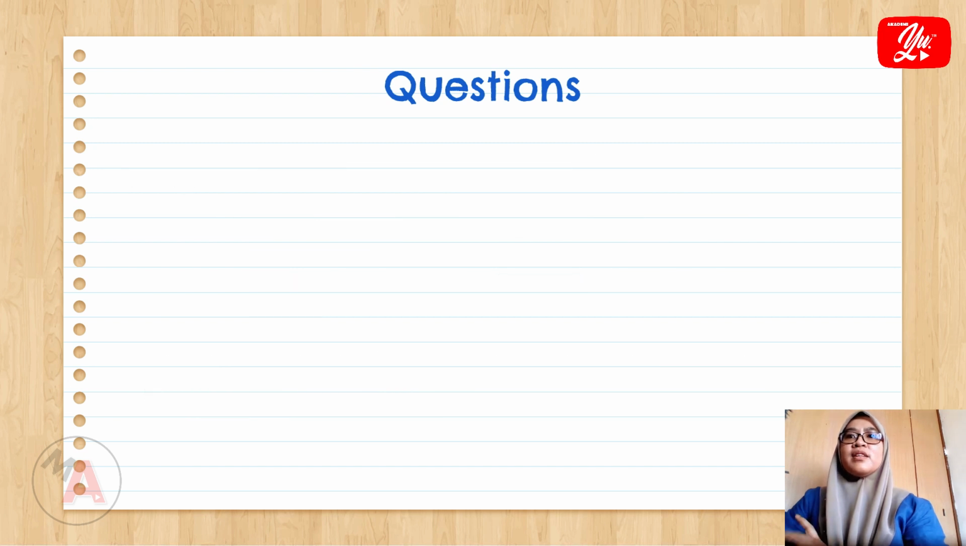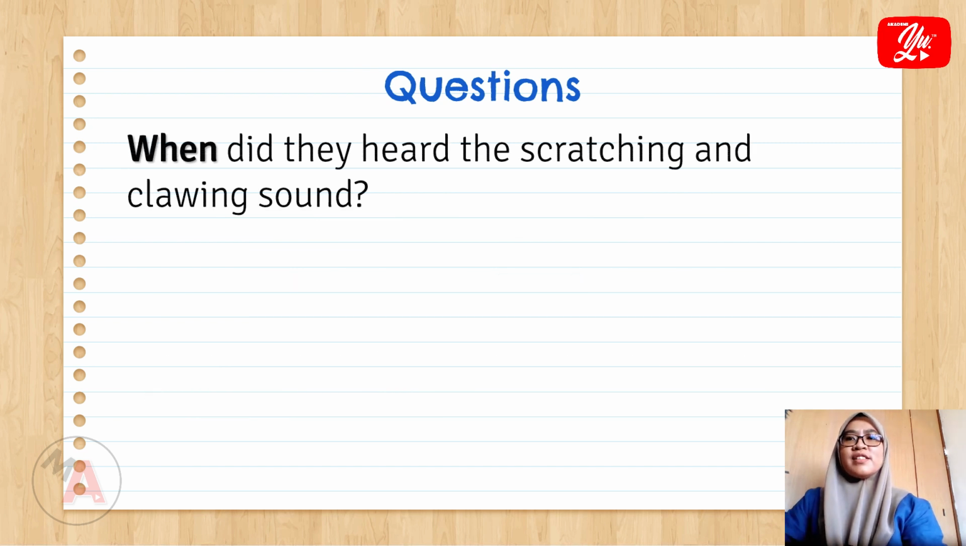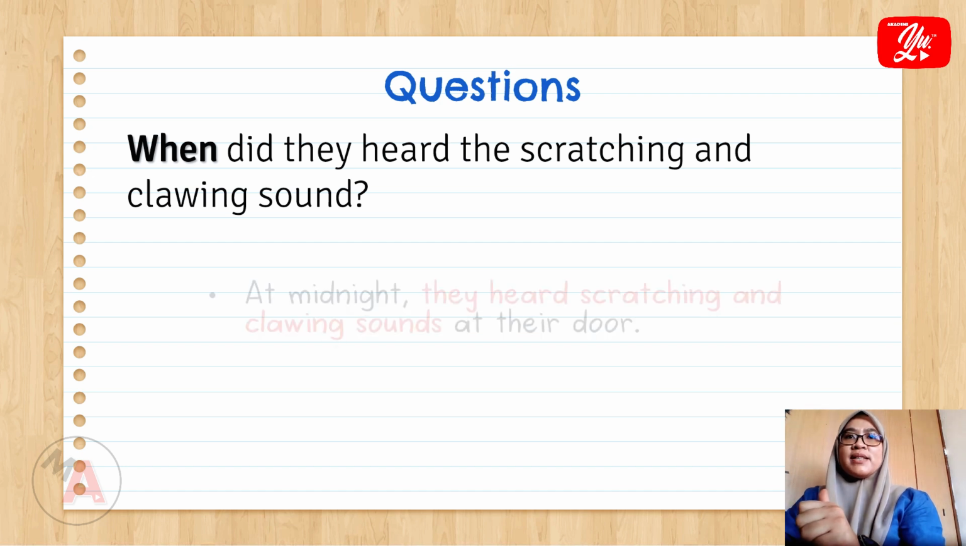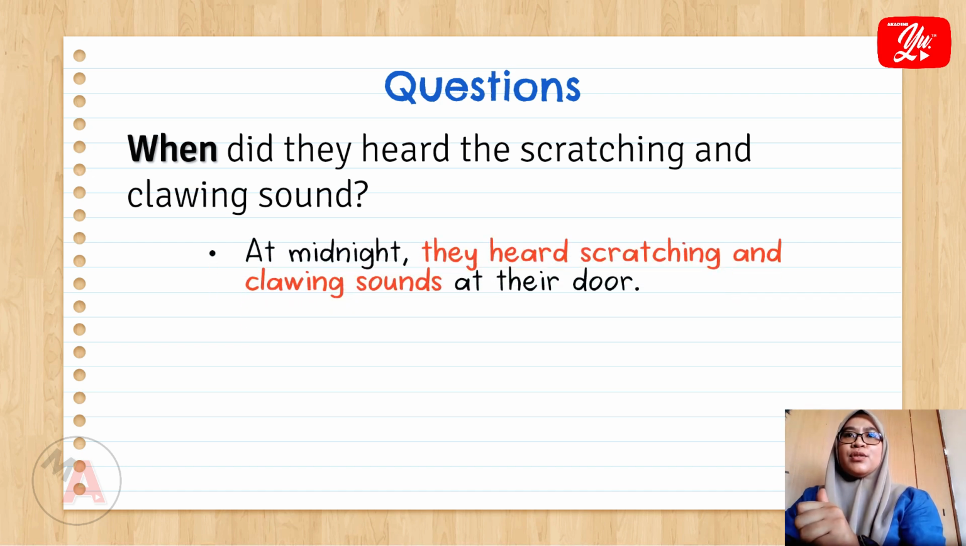Alright. So the next question is, when did they heard the scratching and clawing sound? So when we are talking about time. Okay, masa. So in the passage, okay, ada juga perkataan scratching and clawing sound. Okay, ada. So, cari perkataan tu dalam teks. Okay, and remember, we are talking about time. So, at midnight, they heard scratching and clawing sound at their door.